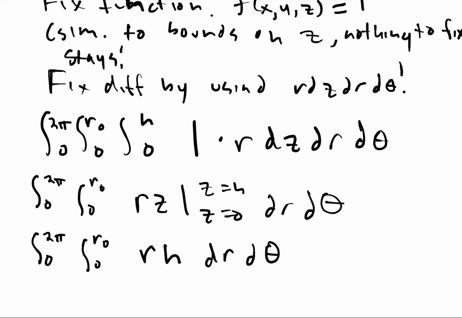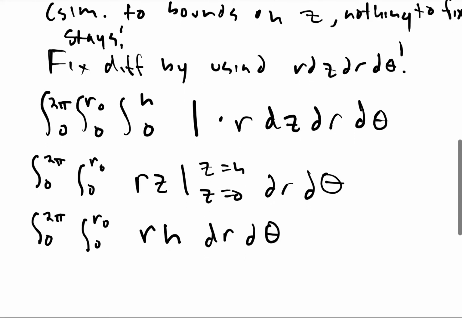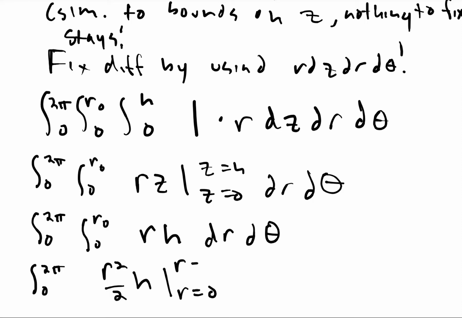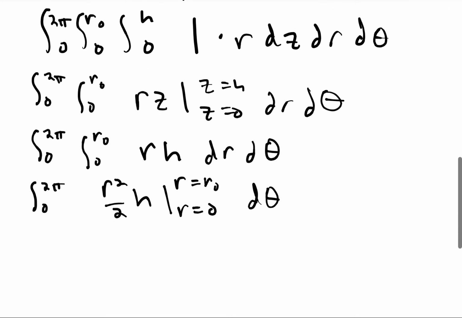So I get to worry now about my antiderivative with respect to r. In this case, h is going to act like a constant coefficient, so I'm just going to hang on to it. But anti-deriving the r is going to give me r squared over 2. Again, I am evaluating here between r is 0 and r is r naught. When you go to evaluate your bounds here, you are subtracting off that 0 again, so this is going to look like r naught squared over 2 times h.